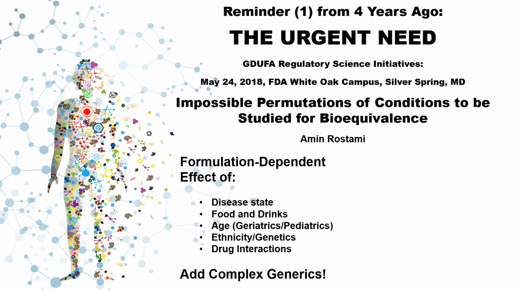This slide is a reminder from 4 years ago and indicates that we have passed the stage of if we need modeling and simulation, and we are discussing only how we should be applying modeling and simulation. Modeling and simulation helps us with many aspects, including translation of bioequivalence from healthy volunteer studies to different disease populations, as well as with complex generics.